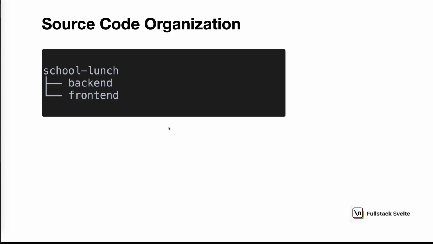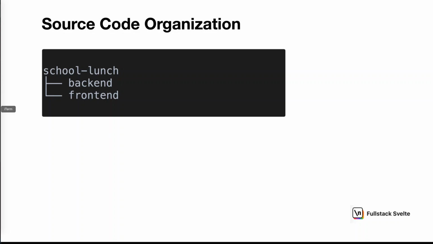So as we spoke before, the project will be organized into a school lunch overarching directory, and then a backend directory and a front-end directory underneath that. The source code for the backend Express app and the front-end Svelte app will be able to run separately in the local environment, so we'll keep them separate from an organization perspective in the file system.